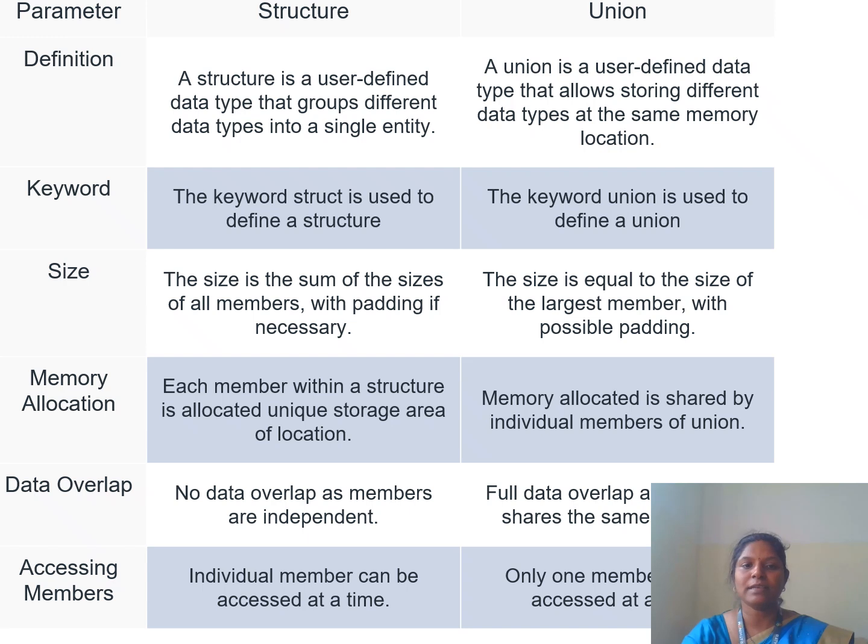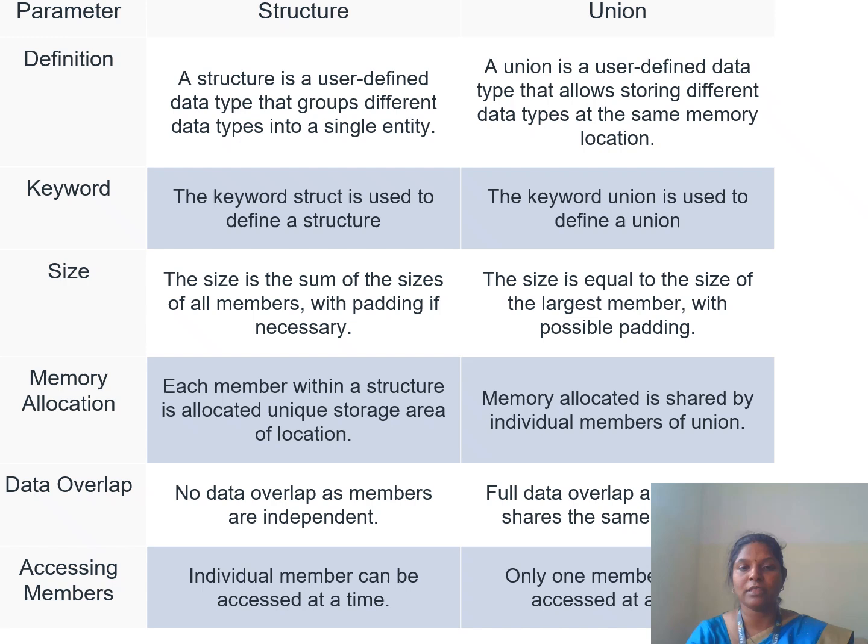Then what is the difference between the structure and the union? A structure is a user-defined data type that groups different data types into a single entity. The union is a user-defined data type that allows storing different data types at the same memory location. The keyword struct is used to define the structure. The keyword union is used to define the union. The size of a structure is the sum of the sizes of all members with padding if necessary. The size of a union is equal to the size of the largest member with possible padding.